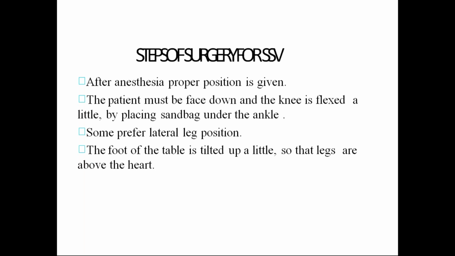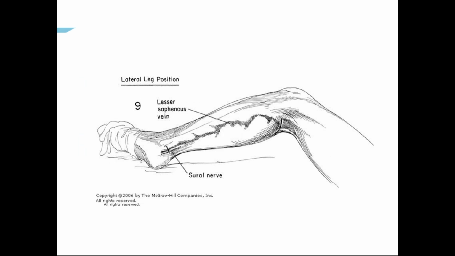What are the steps of surgery of the short saphenous vein? After anesthesia, proper position is given. The patient must be face down. The knee is flexed a little by placing a sandbag under the ankle. Some prefer lateral leg position also. The foot of the table is tilted up a little so that the legs are above the heart. This is the position.